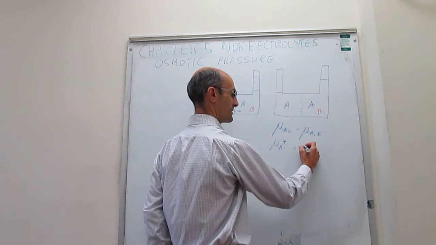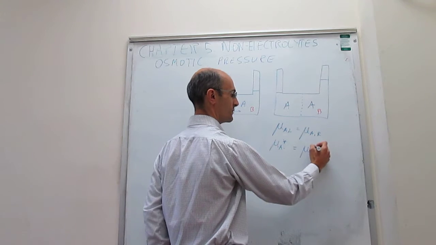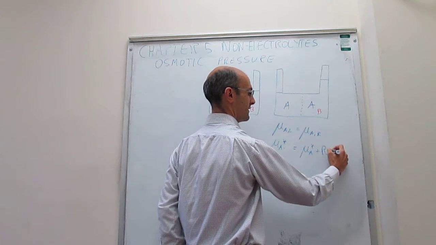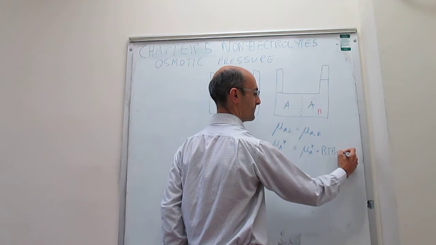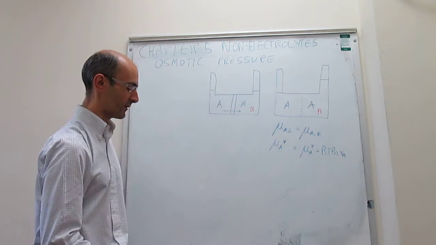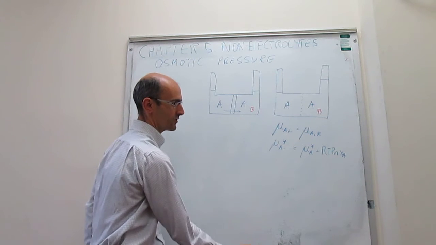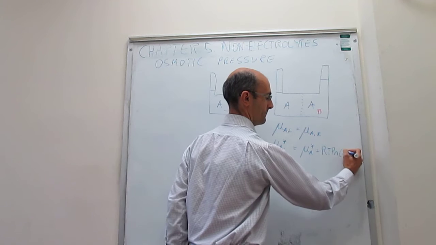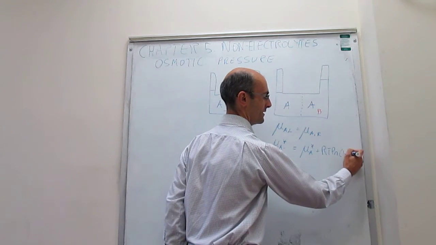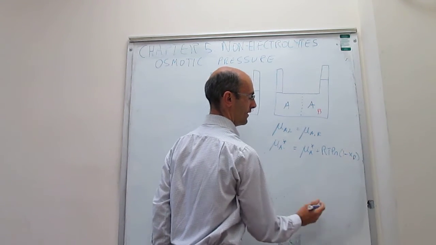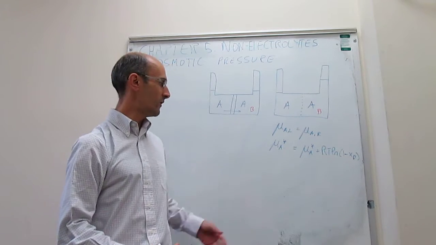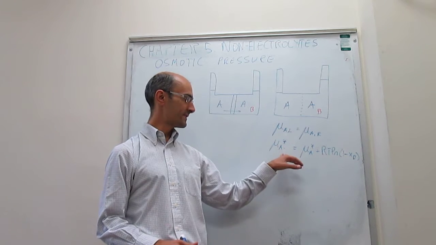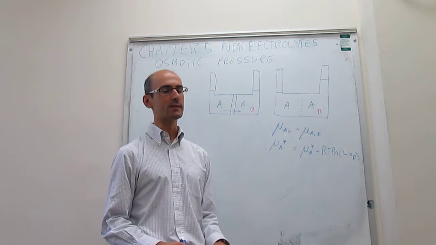If this is an ideal solution, then we can say that that is going to be equal to the chemical potential of A when pure plus RT natural log of X of A. But because we're working here with colligative properties, we usually write this as 1 minus X of B, to signify that this is just a property of how much solute you have. So the question is, when does this equality hold? Or when does the left-hand side of the equation become equal to the right-hand side of the equation?